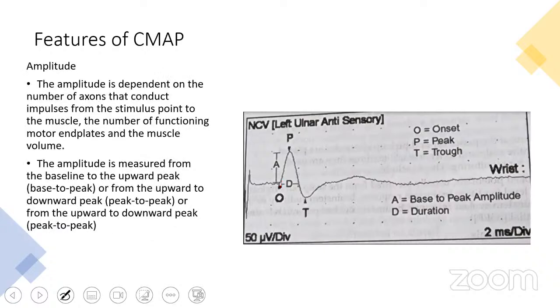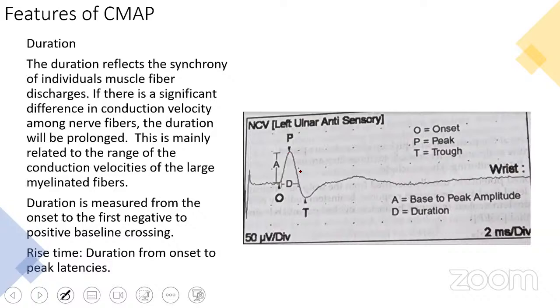The amplitude is dependent on the number of axons that conduct impulses from the stimulus point to the muscle, the number of functioning motor end plates, and the muscle volume. So all these things factor into the amplitude of the CMAP. It is measured from the baseline to the upward peak, that is base to peak, or from the upward to downward peak, that is peak to peak. So these are the various ways in which the amplitude is measured. And as you said, this is 50 microvolts per division, and 2 milliseconds is on the x-axis.